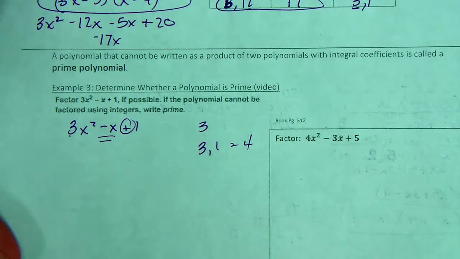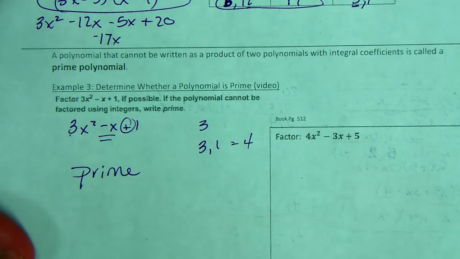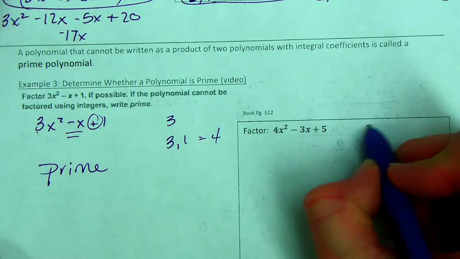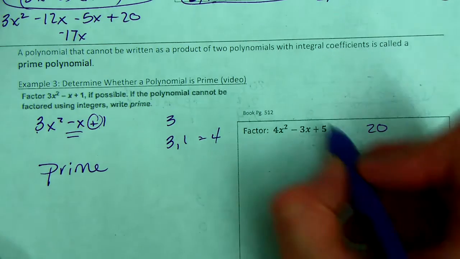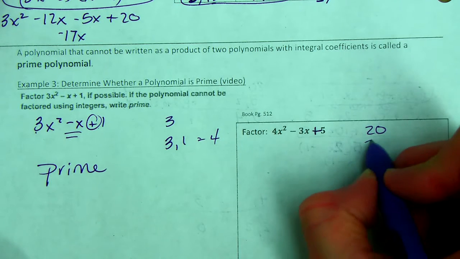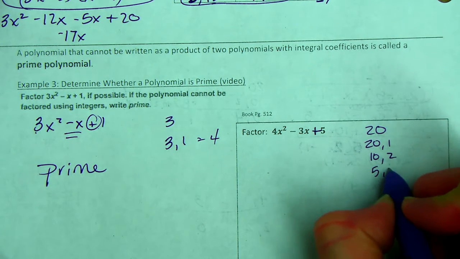Can't do it. Same thing here on this one, all right? 4 times 5 is 20. And I am adding two negatives together. Well, 20 is 20 and 1. I got 10 and 2. I got 5 and 4. Those are my two options, and I have to add them together to get 3. Not gonna happen. That baby is prime as well.